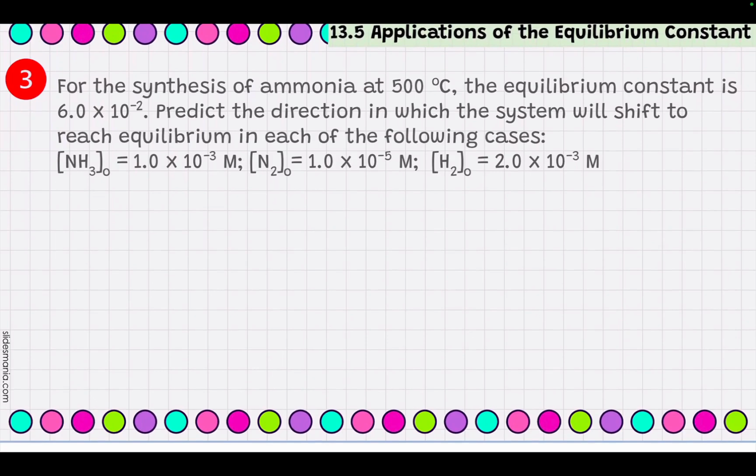Okay, so let's do this problem together. This is the synthesis of ammonia from the elements. These are all gases.